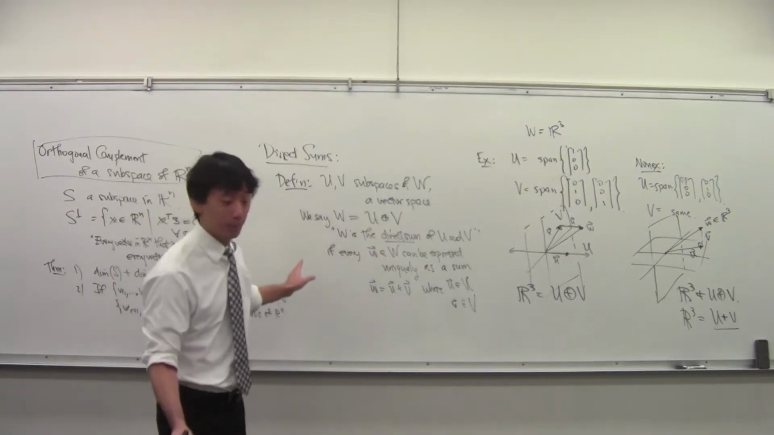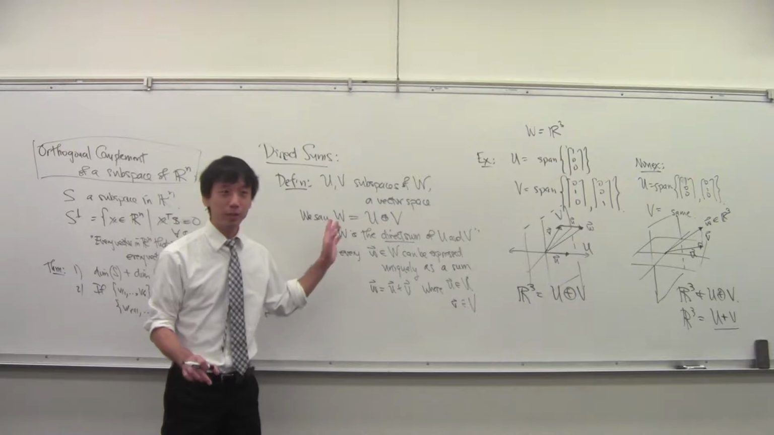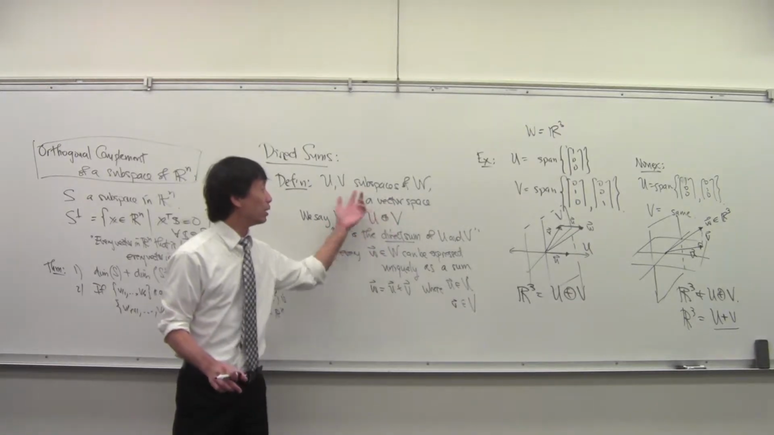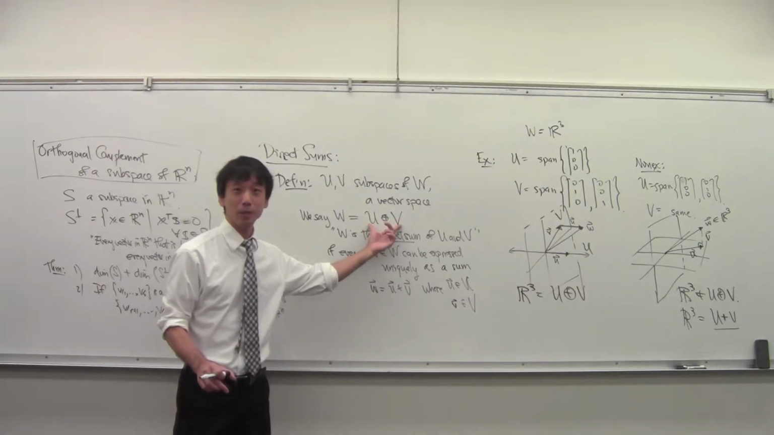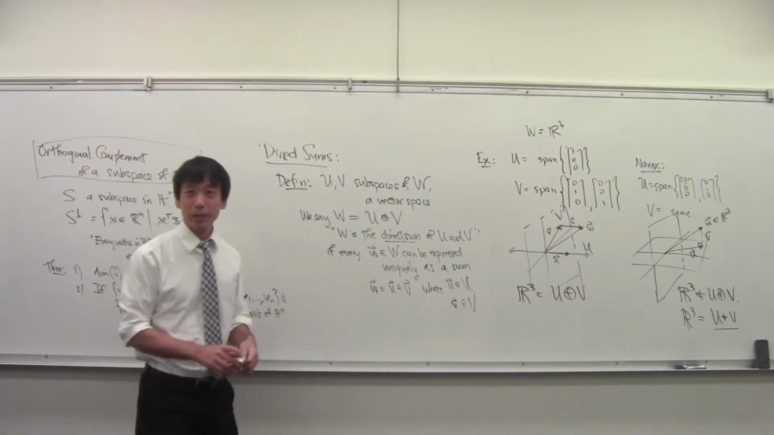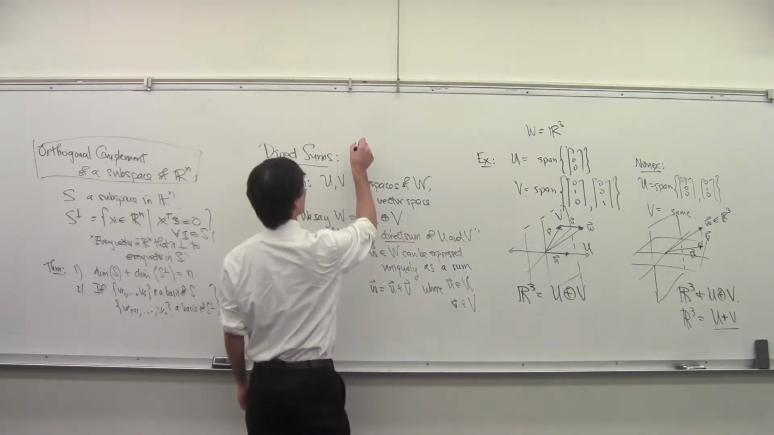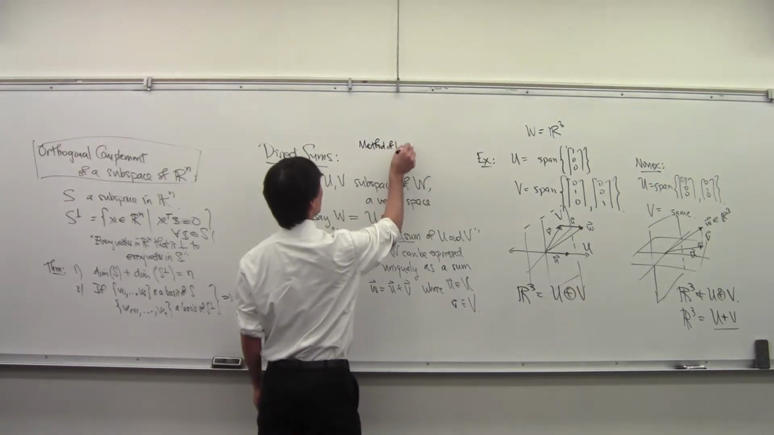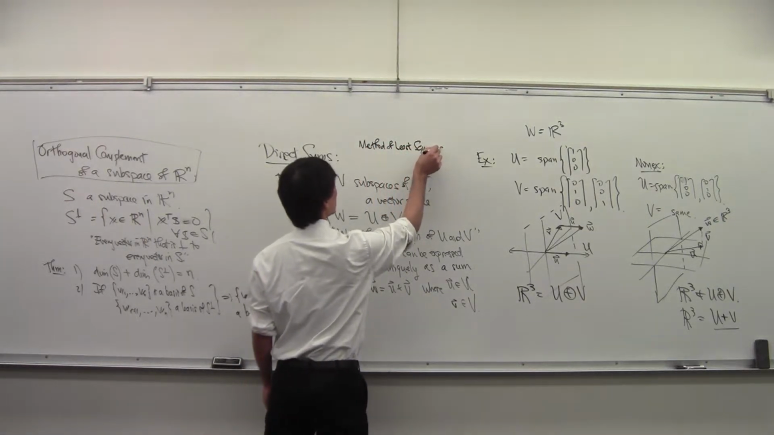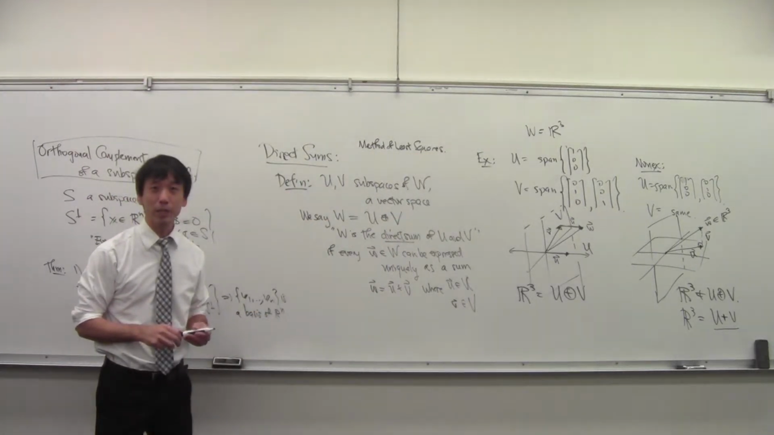So I hope you're starting to get this peculiar idea of a direct sum, of taking a vector space and breaking it into a direct sum of two subspaces. This may seem kind of weird and abstract, but in the next section we'll be doing something called the method of least squares. And this is exactly what we're going to need to pull off that really practical technique.